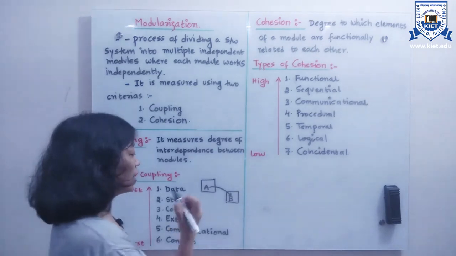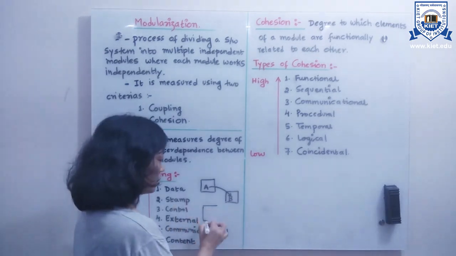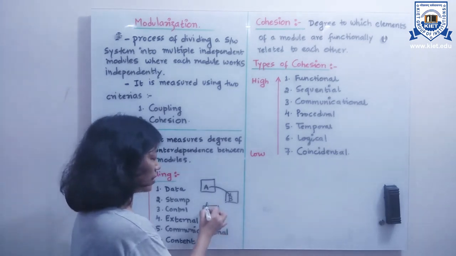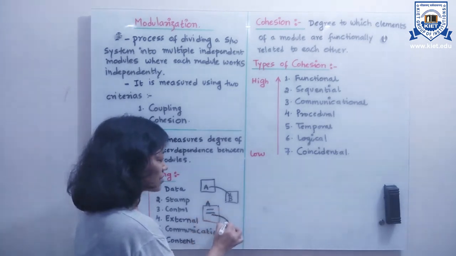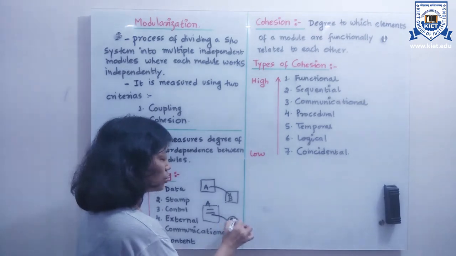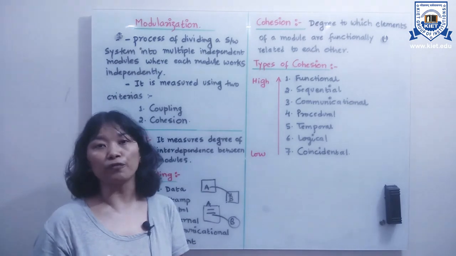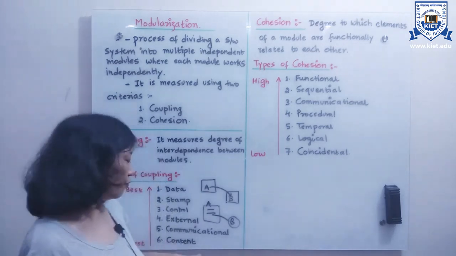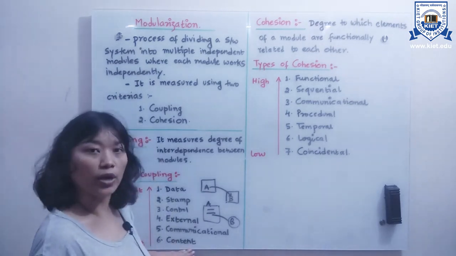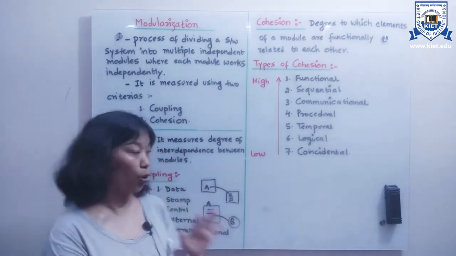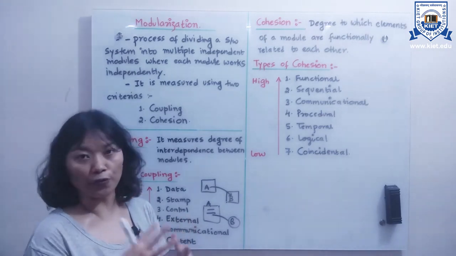For example, if I talk about a module A which is writing two instructions, and suddenly the control has gone to module B in the middle of the execution of module A, then such kind of coupling is called content coupling. So this is all about the types of coupling. I hope you understand the types of coupling.